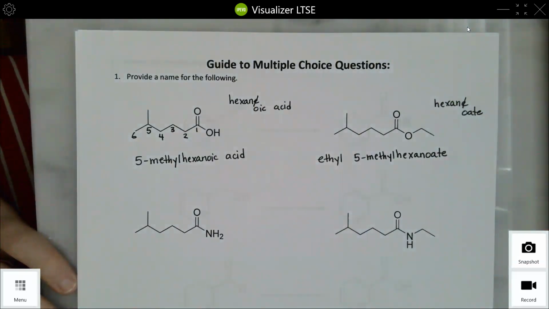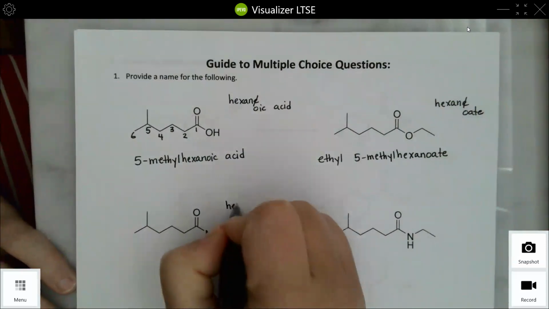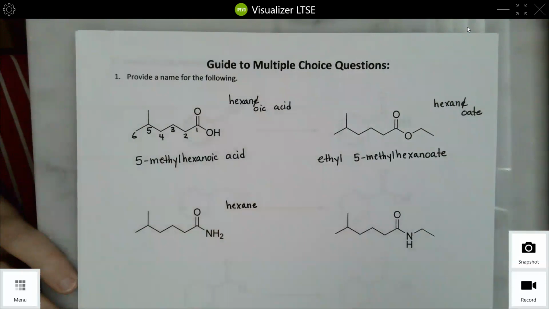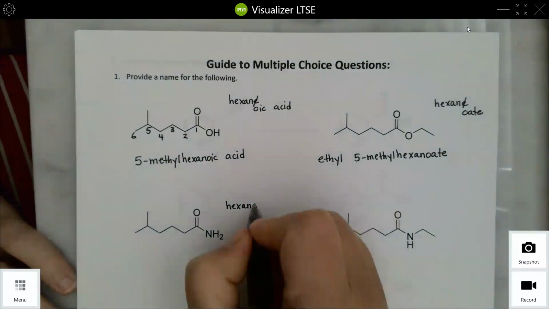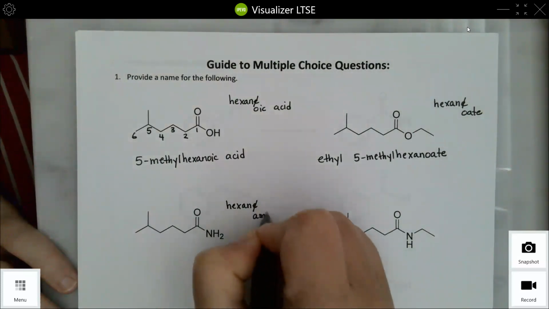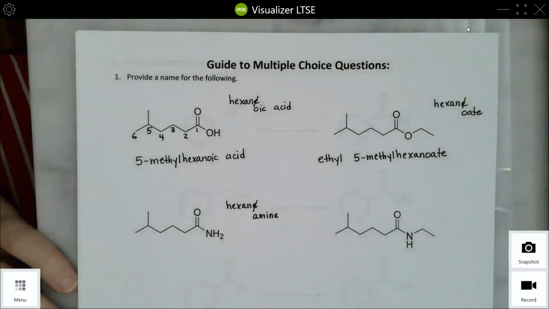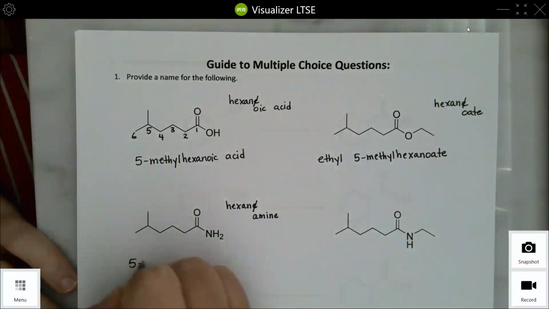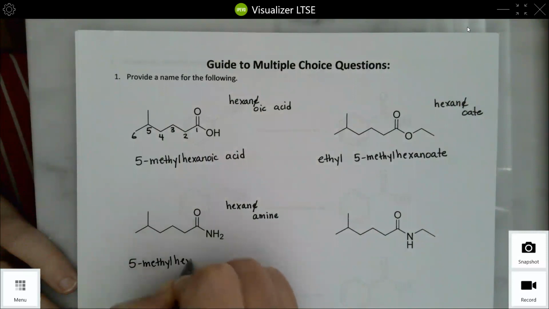The bottom two are amines. So again, we can start from the idea that we have 6 carbons in our parent, so that would be hexane. And then we're going to drop the E and add the word amine. So it becomes a hexanamine. So putting this all together, we have 5-methyl hexanamine.